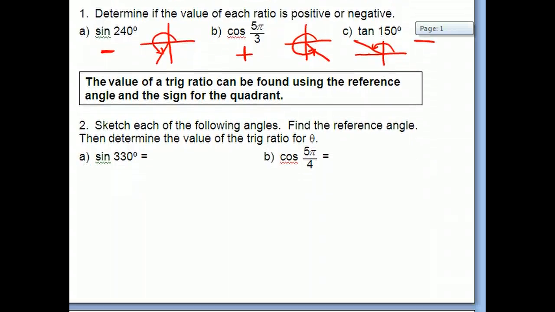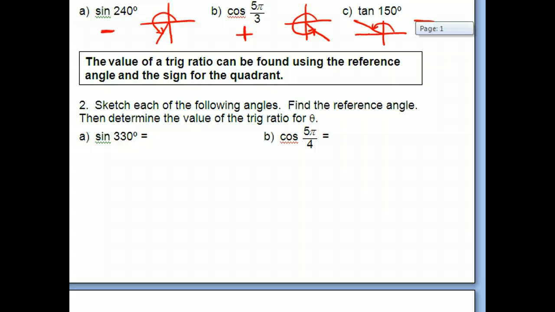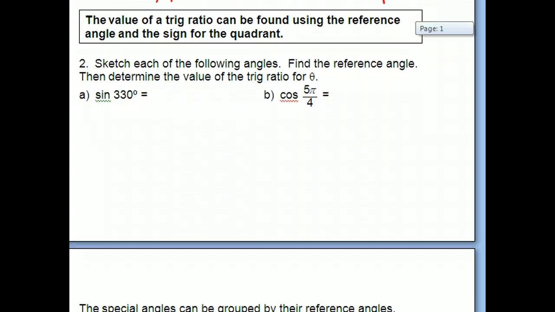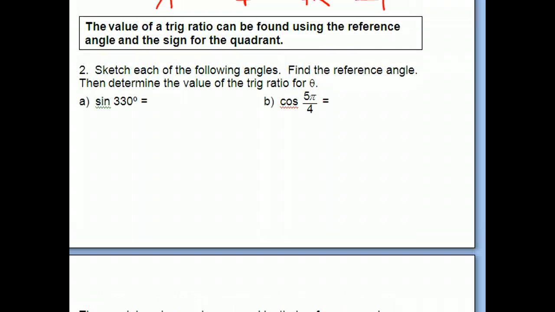So what does this say here? Okay, the value of a trig ratio can be found using the reference angle and the sign for the quadrant. So if we remember our three special triangles, let's do pi over 3, and if our radius is 1, that means that our height is a half, and that our length here is root of 3 over 2.